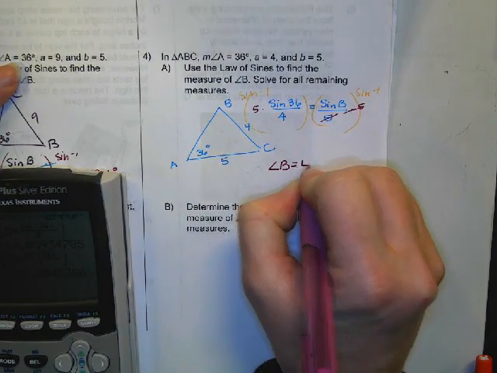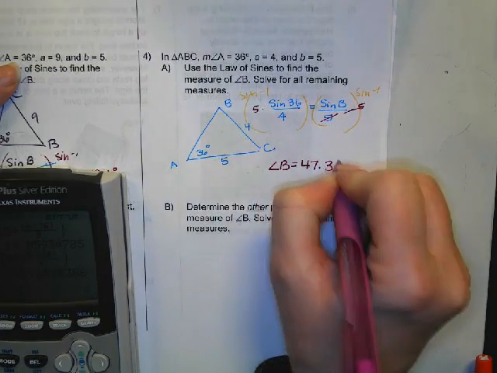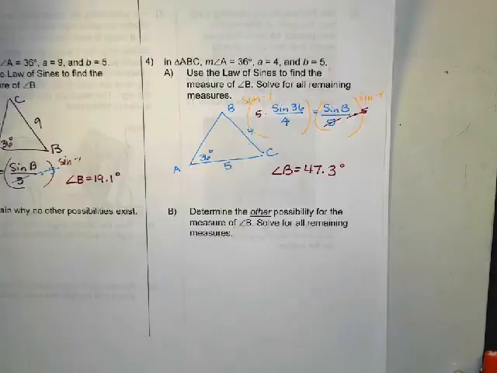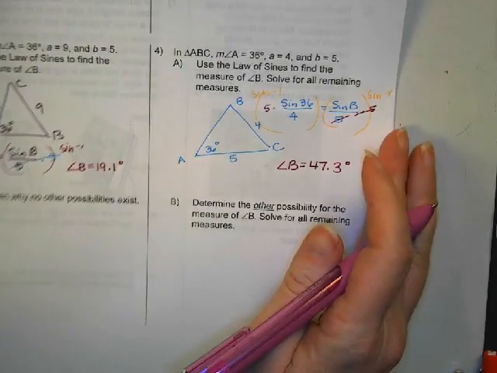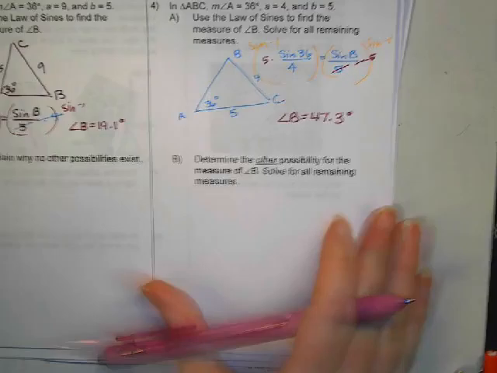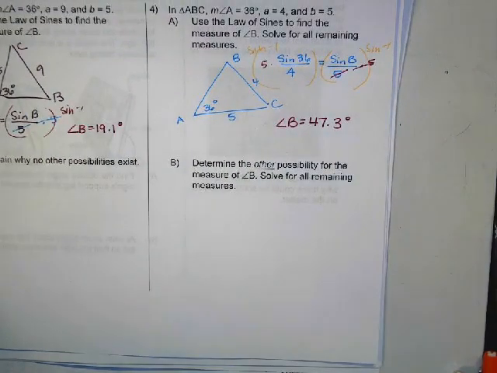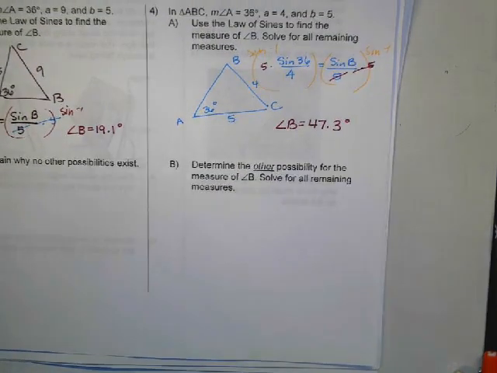47, cosine, and then 30. Okay, I'm here. On B it tells me to determine the other possible measures for angle B. Alright, so let me explain something about sine, cosine, and tangent to you really quick.